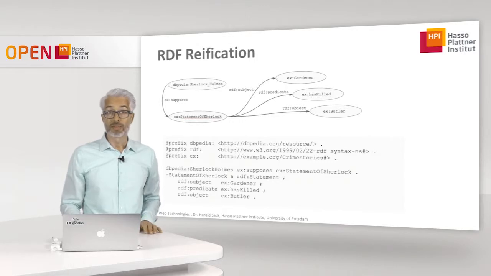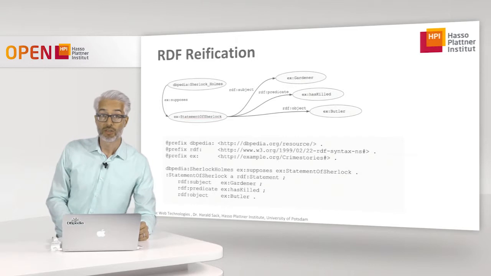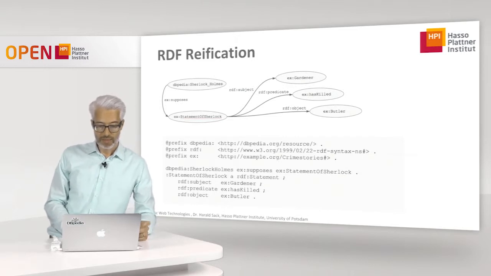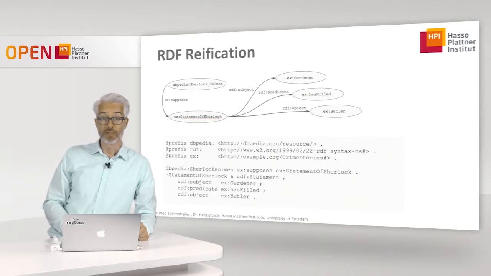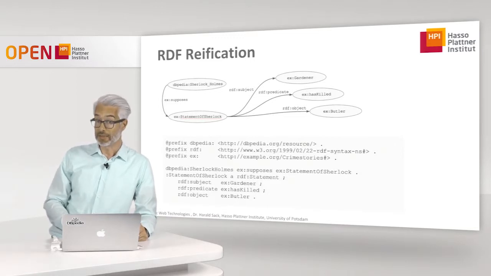Now let's have a look at it in Turtle. You see here above we have the graph representation of the RDF reification statement, and then you see here I have DBpedia Sherlock Holmes supposes a statement, and then in this statement I say the statement of Sherlock Holmes. This is a statement, of course.